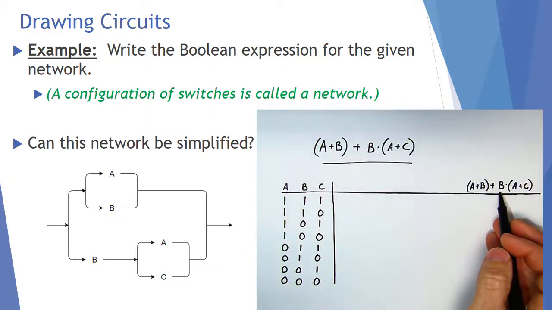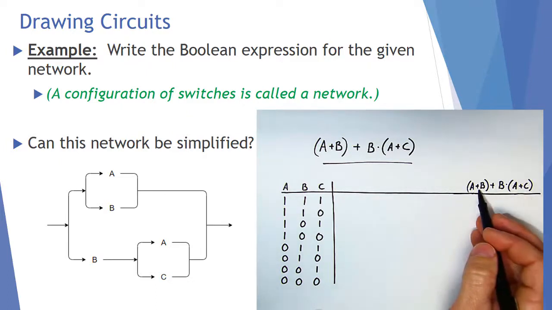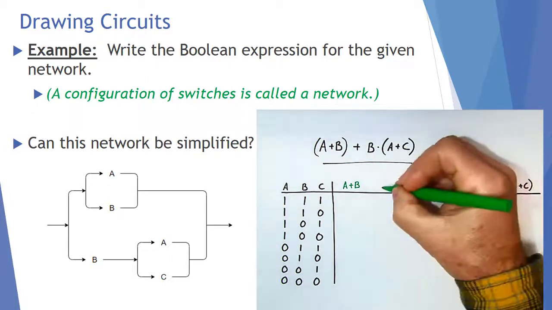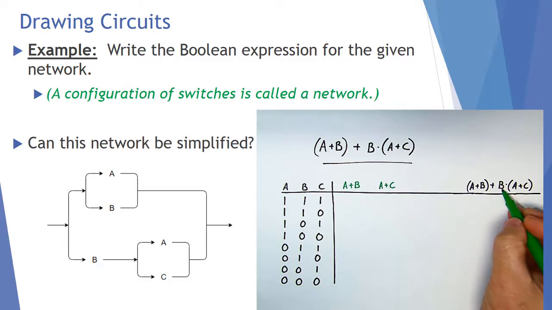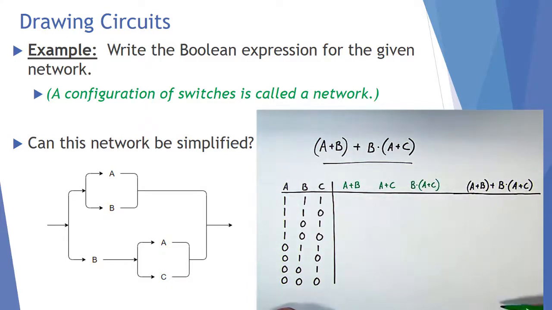Now let's work backwards to build that Boolean expression. We can't build that unless we have an A or B column. And we can't figure out this column unless we have an A or C column. But before we can build this entire expression, we're also going to need a B and A or C column. So let's fill out these columns so that we can fill out that column.